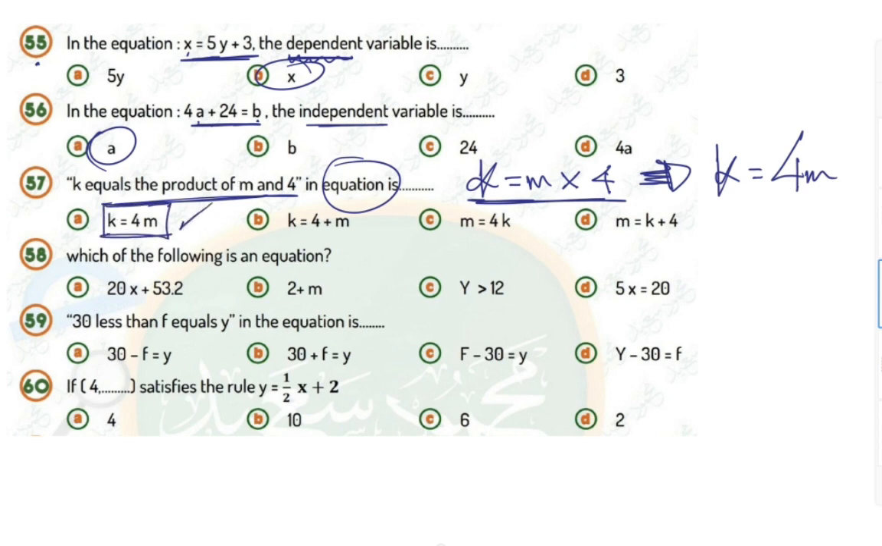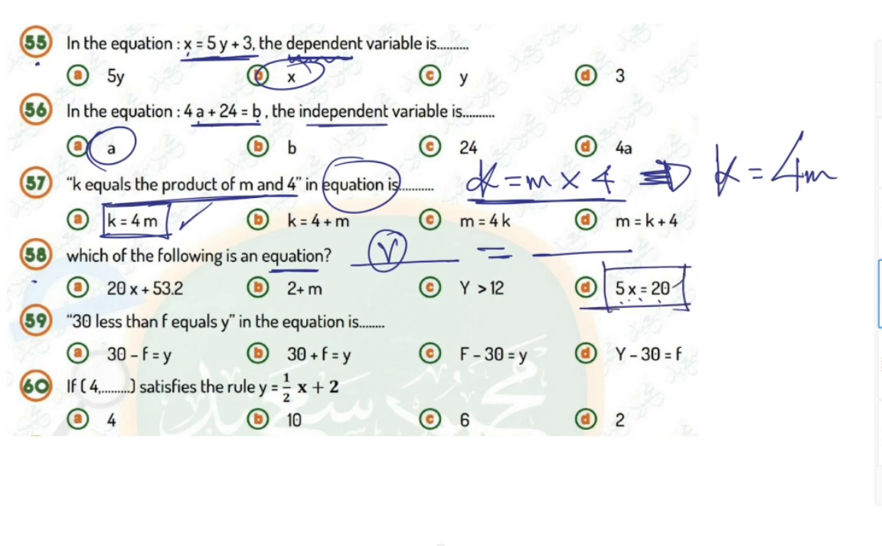That's correct. 58. Which of the following is an equation? What are the conditions? If any expression is to be an equation, you need an equal sign, a right side and a left side, and some variable, one variable or two variables or whatever. Now where is the equal sign, right side, left side and variable? Yes, that's an equation.